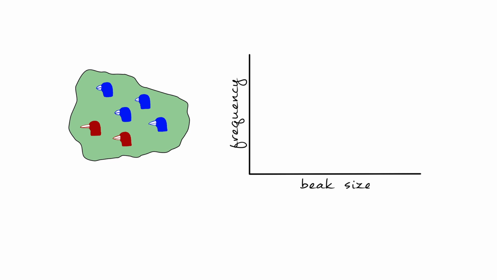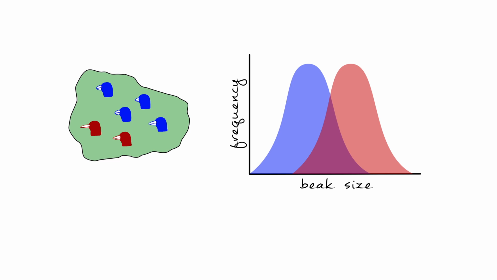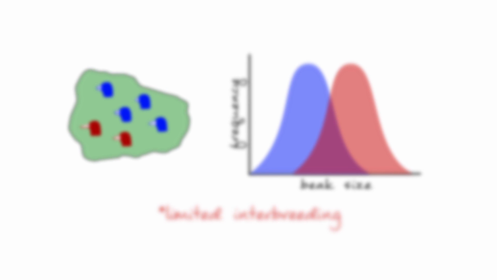This is the most interesting outcome. In this scenario, there's limited interbreeding. In other words, large-beaked finches are more likely to mate with members of their own population. The same is true for small-beaked birds. But what happens to birds that don't mate with their own kind? In order to answer this, first we need to think about how the birds use their beaks.